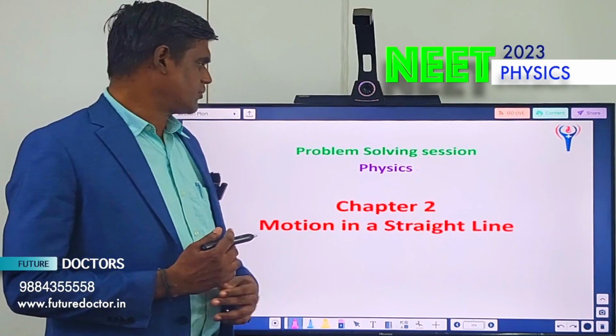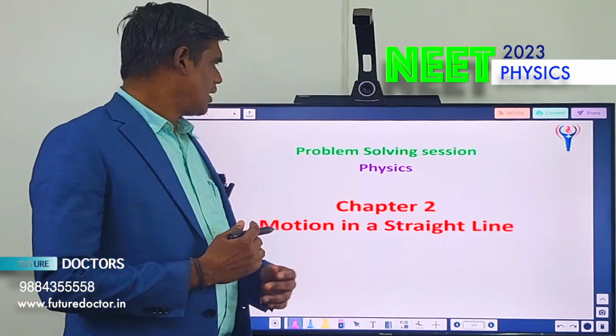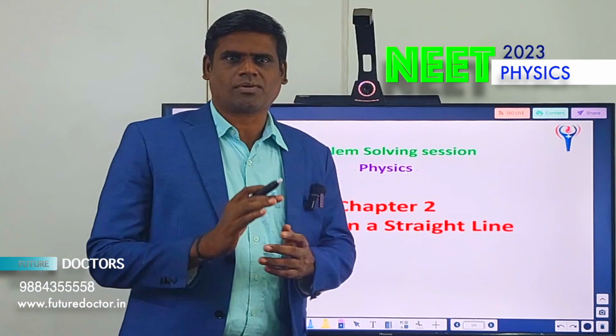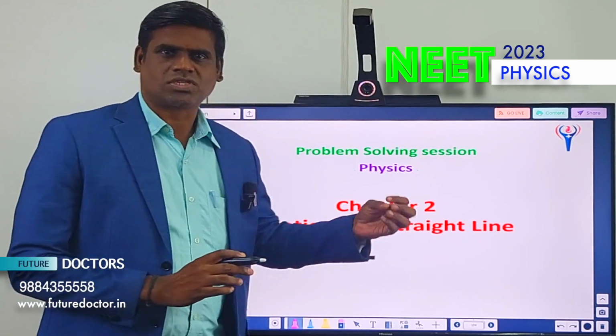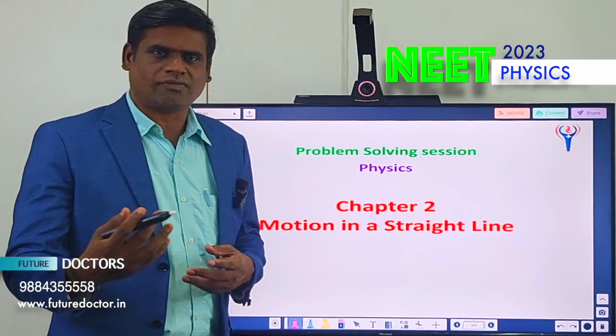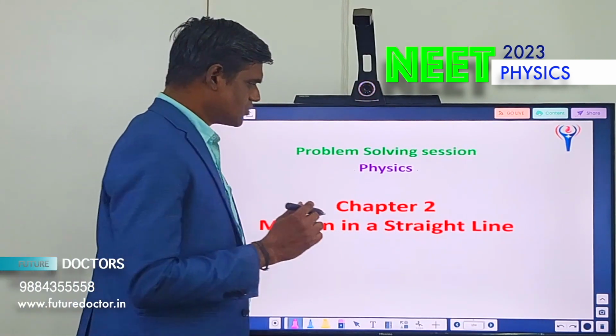Topic chosen today is from Chapter 2, Motion in a Straight Line. And today is not a problem solving session, it is a problem questionnaire session. That is, 7 questions will be spread today, and in the next session we will solve the solutions for these questions. Let's move to question number 1.